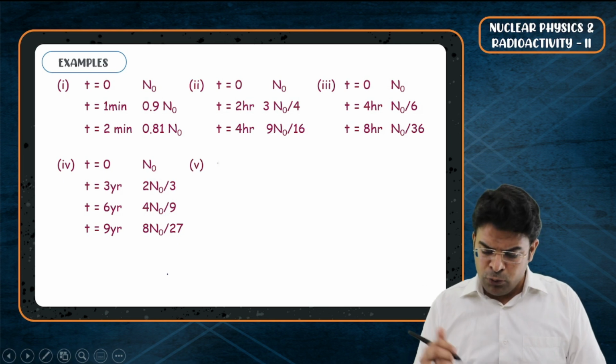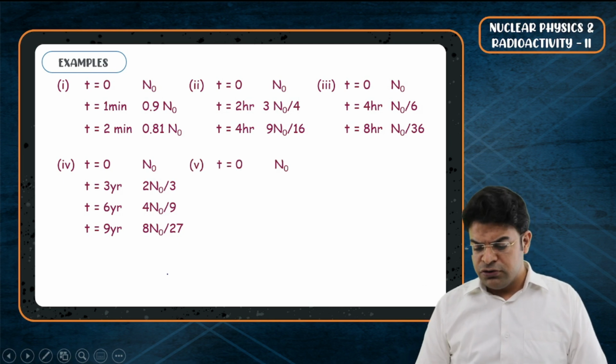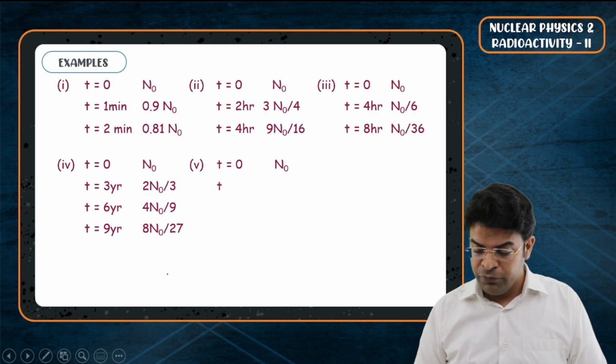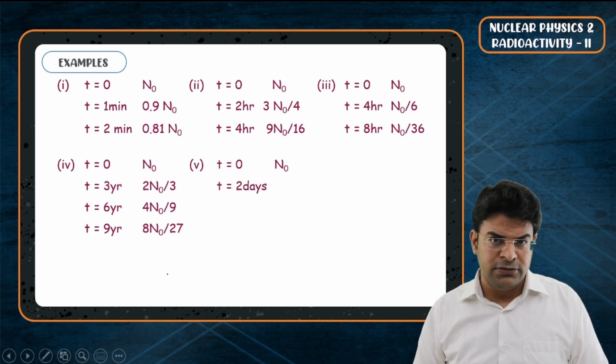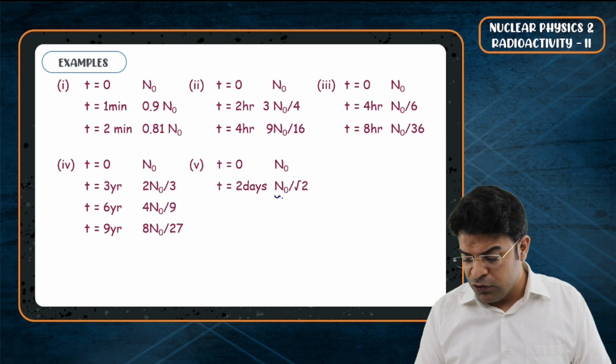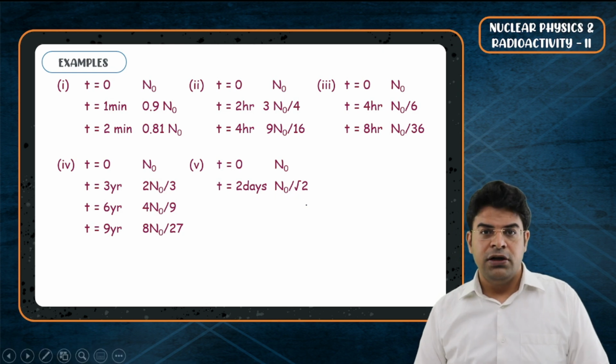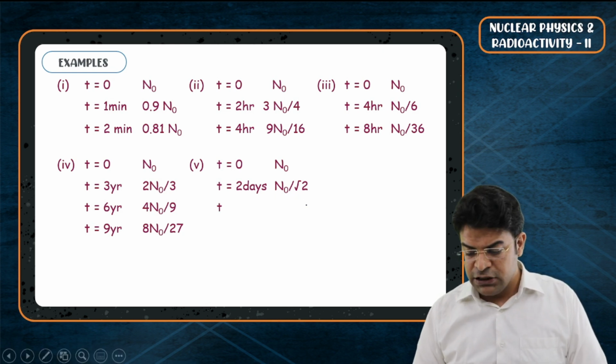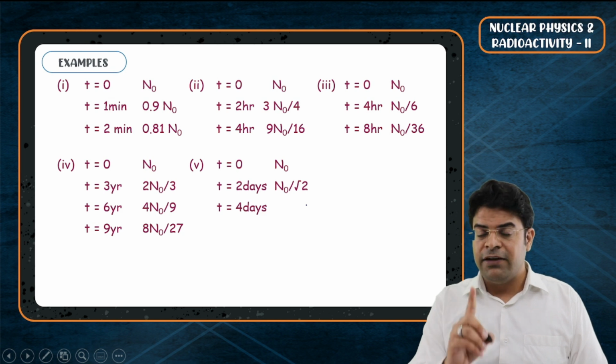Let's take one more example. Let's say at time equals to 0, you have N naught number of active nuclei. At time equals to 2 days, the number of active nuclei becomes N naught by root 2. Then tell me at time equals to 4 days, how many number of active nuclei you will have.